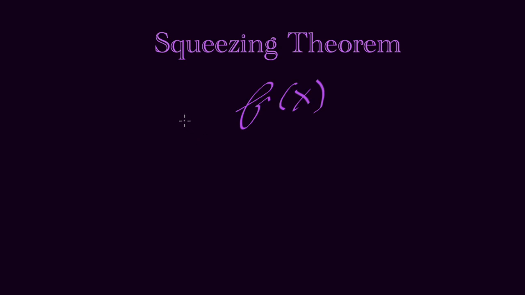is difficult to find, but we know it's between two functions g of x and h of x, and we know that g of x and h of x have the same limit L, then f must also have L as its limit. The Squeezing theorem is sometimes called the two officers and a drunk theorem.